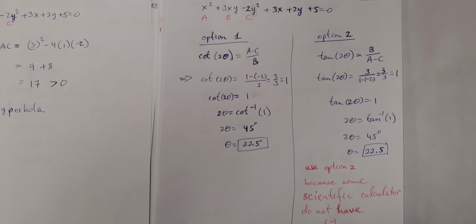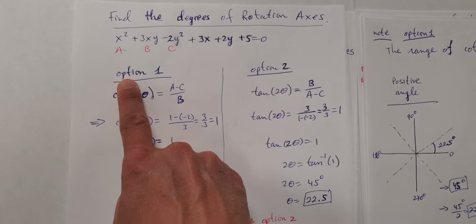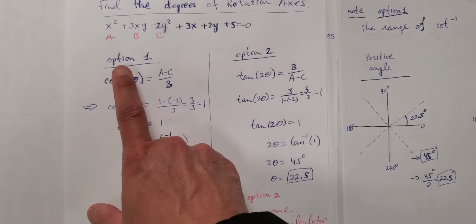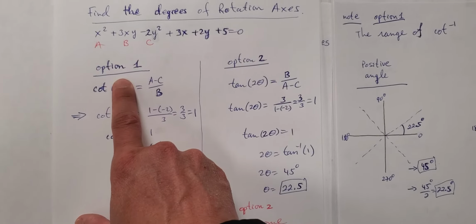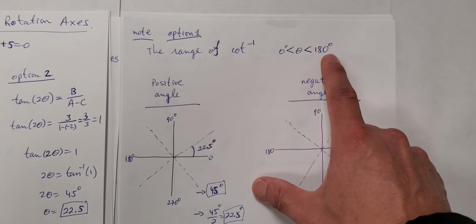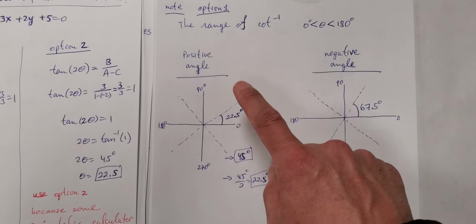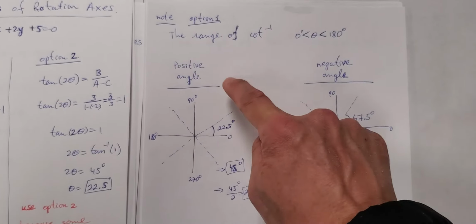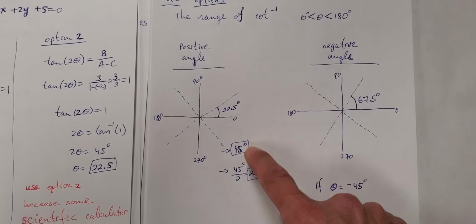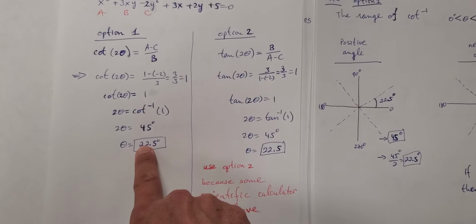All right, so I'm going to make a note of this. Note, if you are using option 1, the range of inverse cotangent is from 0 to 180. So you have two cases. Case number 1, if your angle is already positive, you leave it alone, divide by 2, which is 22.5. This right here is the same as what I have here.